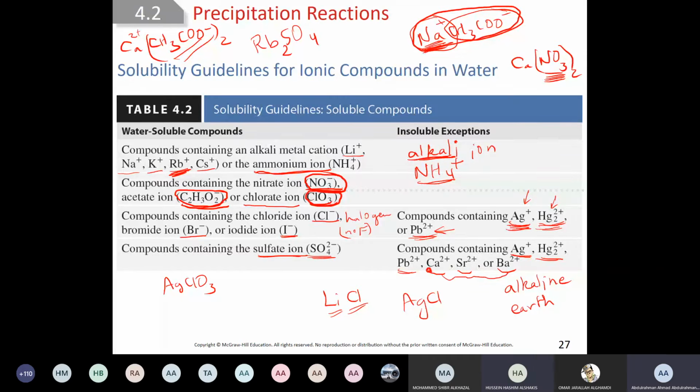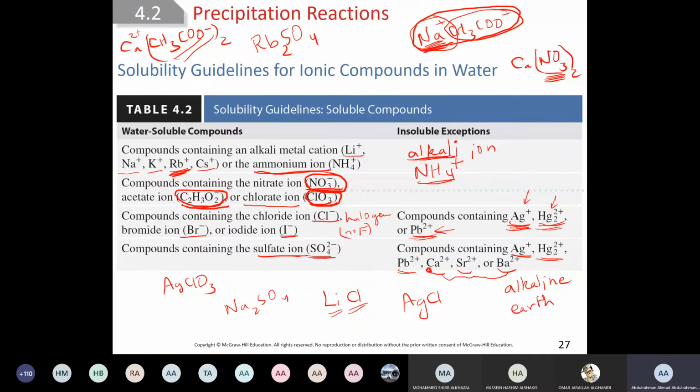Doctor, does lead have two ions? Yes, +2 and +4. But +4, will it dissolve or not? Very good question. +4 will dissolve. +2 will not dissolve. Excellent question. Clear? Good.